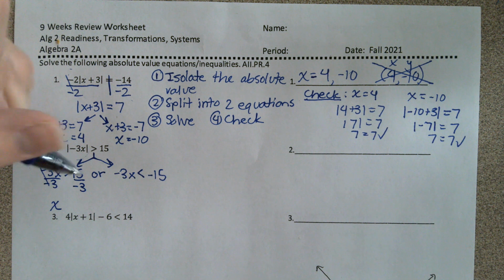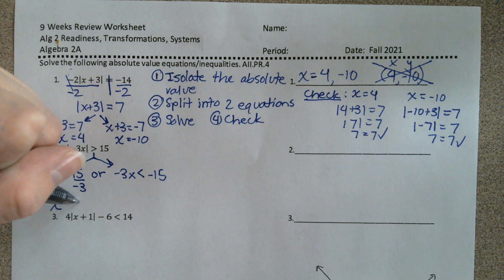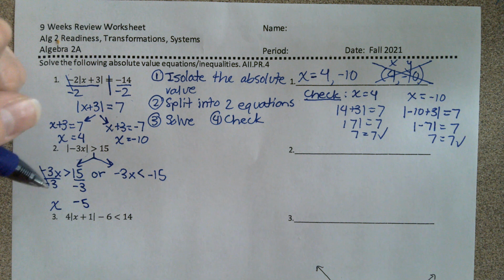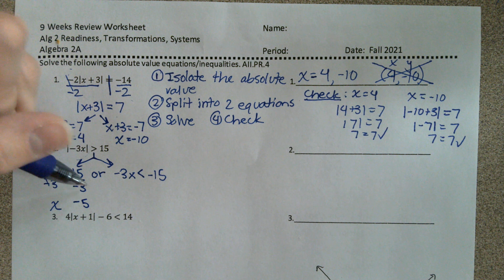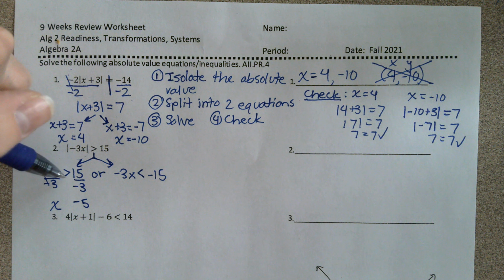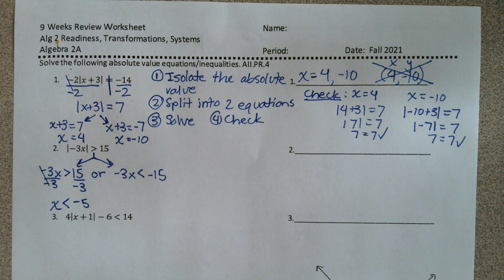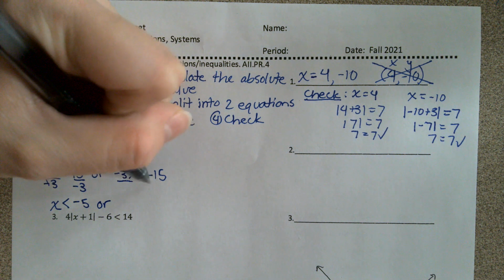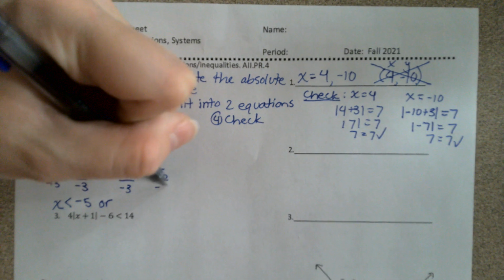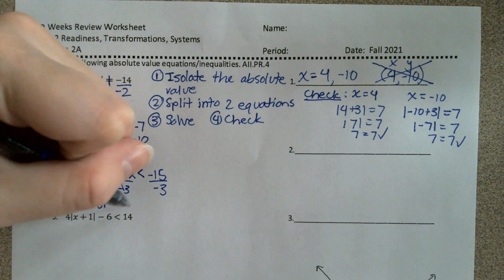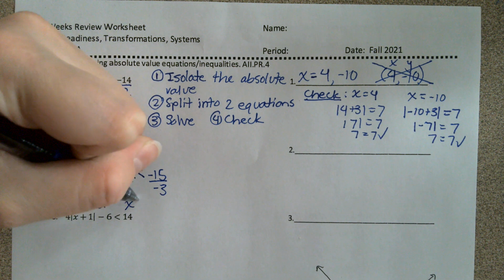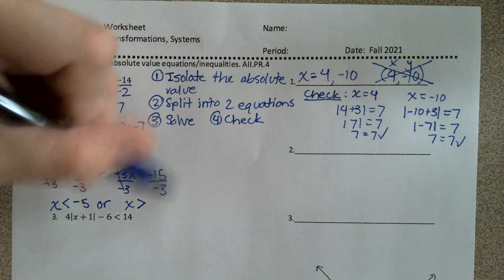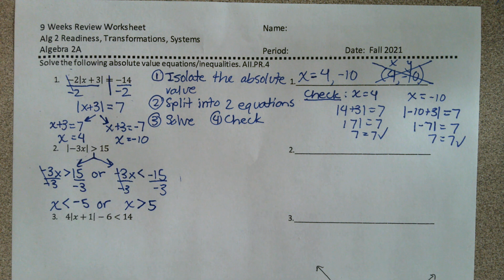And then when we divide, we get x on the left. 15 divided by -3 is -5. Reminder, when you multiply or divide by a negative, that flips your inequality. So we have to flip this sign to a less than. Or, repeat on the other side. Divide by -3. X is, flip this sign because we divided by a negative, greater than +5. So this is my answer.